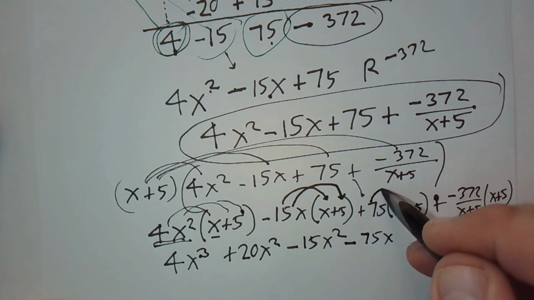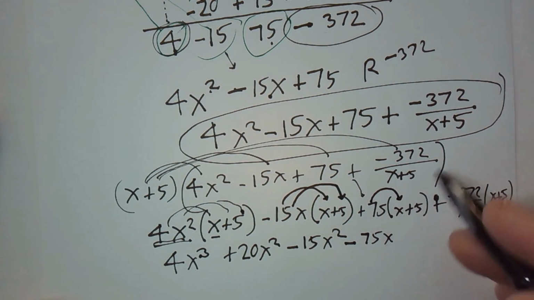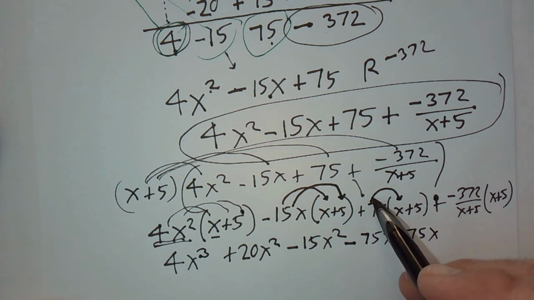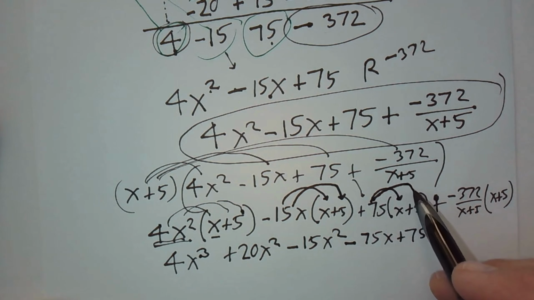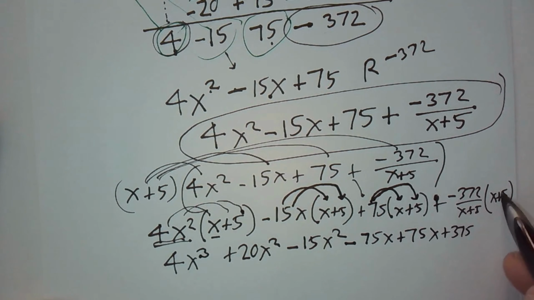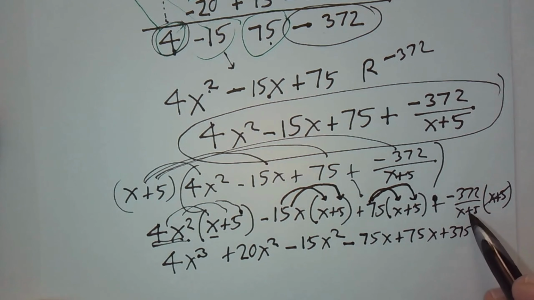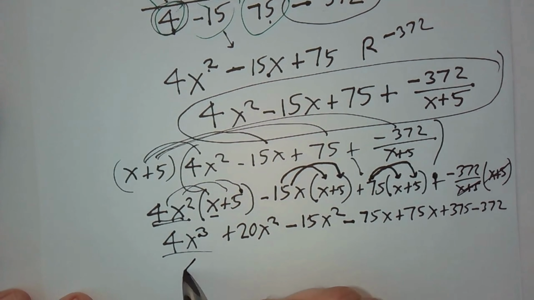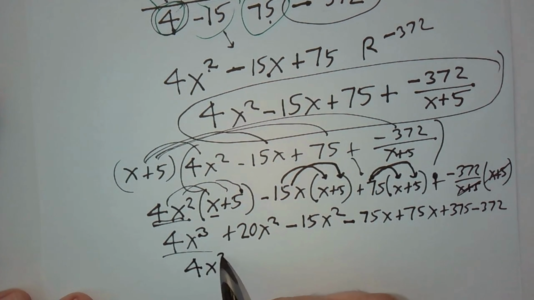The next term, the 75, I'm going to distribute it. 75 times x is positive 75x. And then 75 times 5 is a positive 375. And then over here, the x plus 5 cancels out that x plus 5. So I'm left with negative 372. Now we're just going to clean it up. There are no other cubed terms, so I just copy that one down. 4x cubed. Let's combine all our like terms.